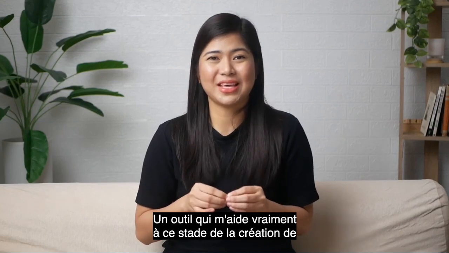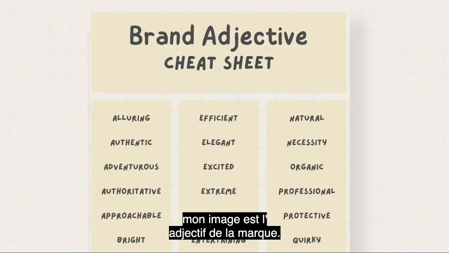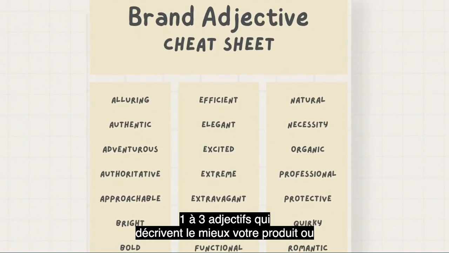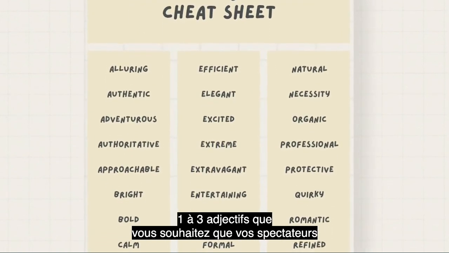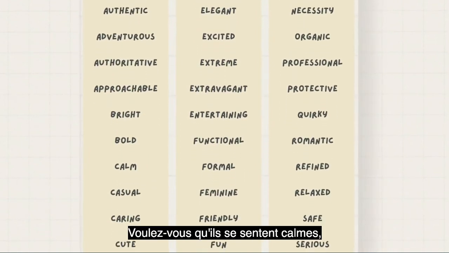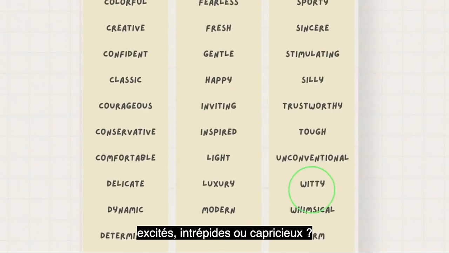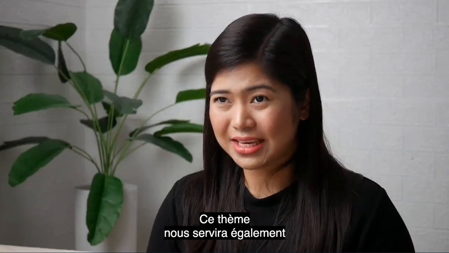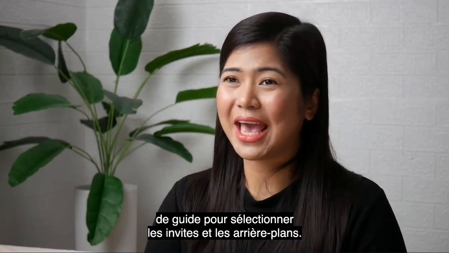A tool that really helps me in this stage of crafting my image is the brand adjective cheat sheet. From here, you can choose 1 to 3 adjectives that best describe your product, or 1 to 3 adjectives that you want your viewers to feel when they see your product photos. Do you want them to feel calm, excited, fearless, or whimsical? We can use 1 to 3 adjectives as our main theme for the photo shoots. This theme will also serve as our guide in selecting props and backgrounds.